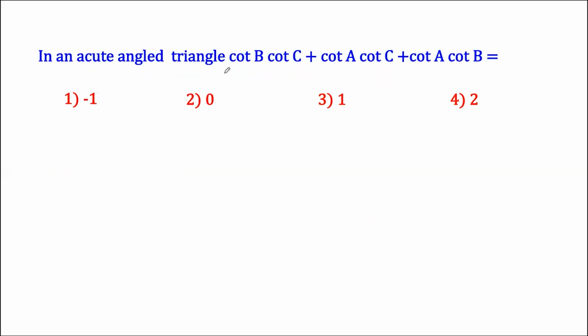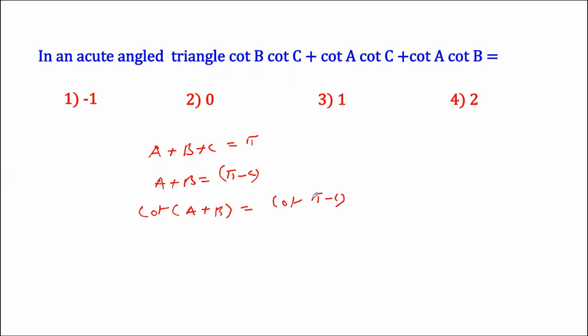In an acute angle triangle, right? Acute angle triangle means A, B, C, all the angles are less than 90 degrees. We have to find the value of cot B cot C, cot A cot C, and cot B cot A. Now, we know that A plus B plus C in a triangle will be pi. So A plus B will be pi minus C. Applying cot on both sides, cot of A plus B is equal to cot of pi minus C.